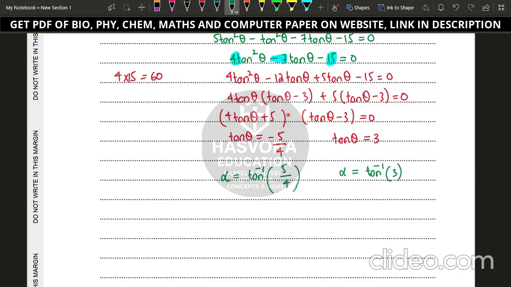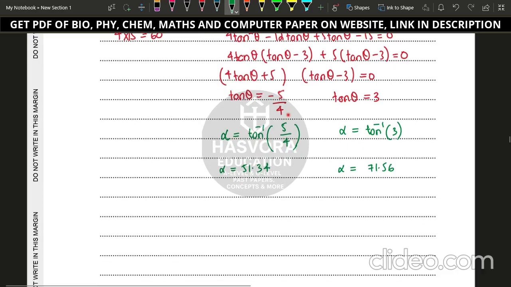The alpha for this is going to become tan inverse of 3. So now let's calculate this. Your calculator should be in degree mode, because we have the range from 0 to 180. So first of all convert to degree mode, and then tan inverse 5 by 4. Alpha is 51.34, and for this one it is going to become tan inverse of 3. Let me just calculate this. This is going to become 71.56.